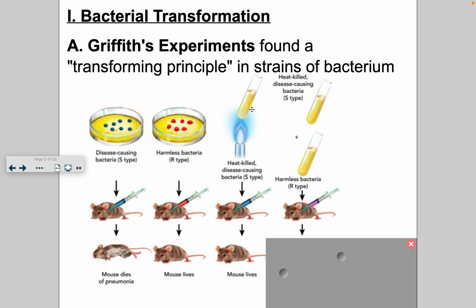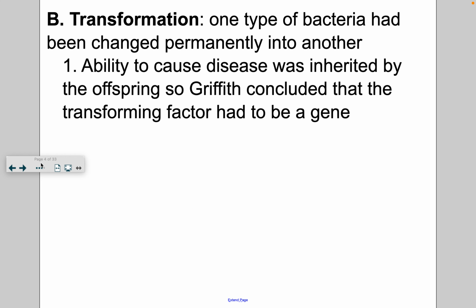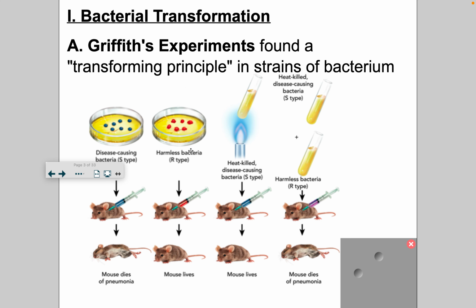So he took the heat-killed disease-causing bacteria, mixed it with the harmless, injected it into the mouse, and all of a sudden, the mouse died. And this shocked him. He was like, wait a minute. How did this happen? And when he cultured it, he noticed that they were disease-causing again, like they had come back. So we call this transformation, when one type of bacteria has been changed permanently into another. So the harmless bacteria that was alive had somehow transformed into the disease-causing bacteria.